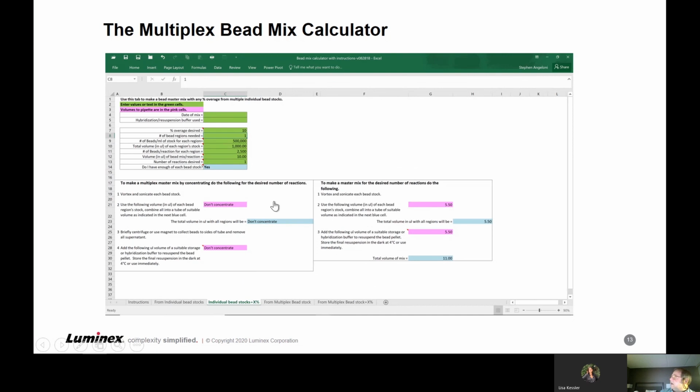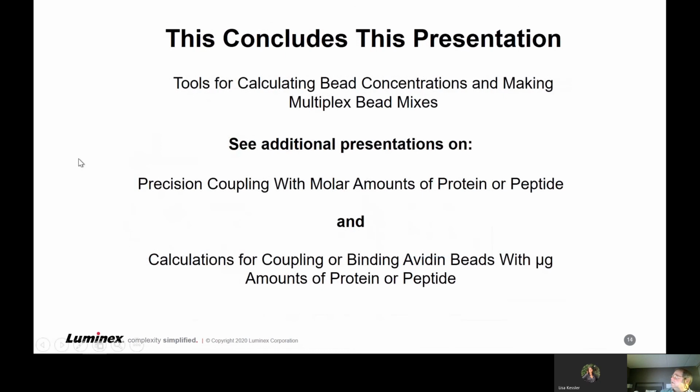And when you use this calculator, you can also print these tabs out on a sheet of paper in landscape and bring them to the bench, so you can have this information at the bench when needed to make these bead mixes. So that concludes this presentation on tools for calculating bead concentrations and making multiplex bead mixes.